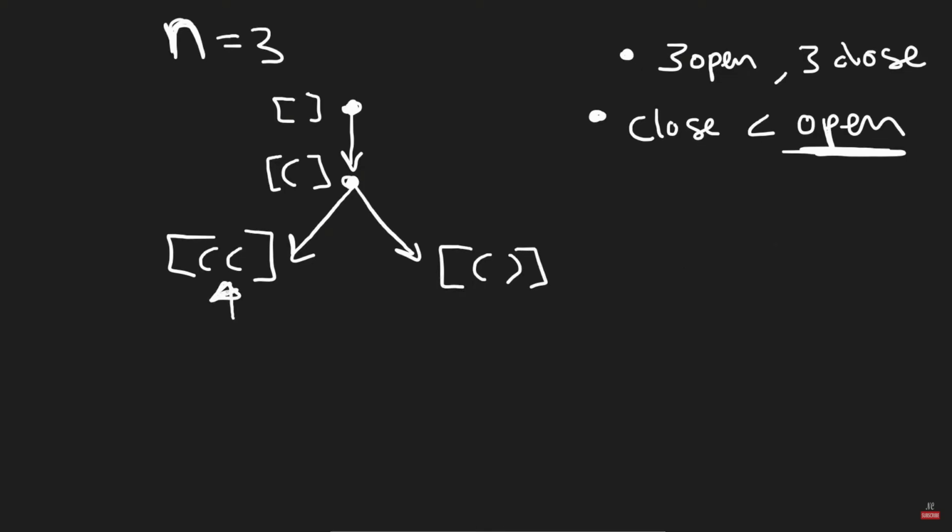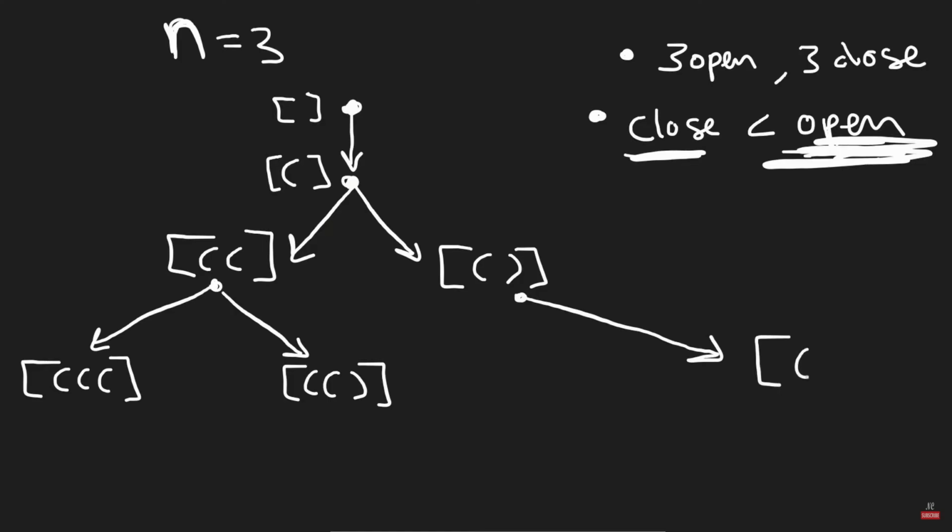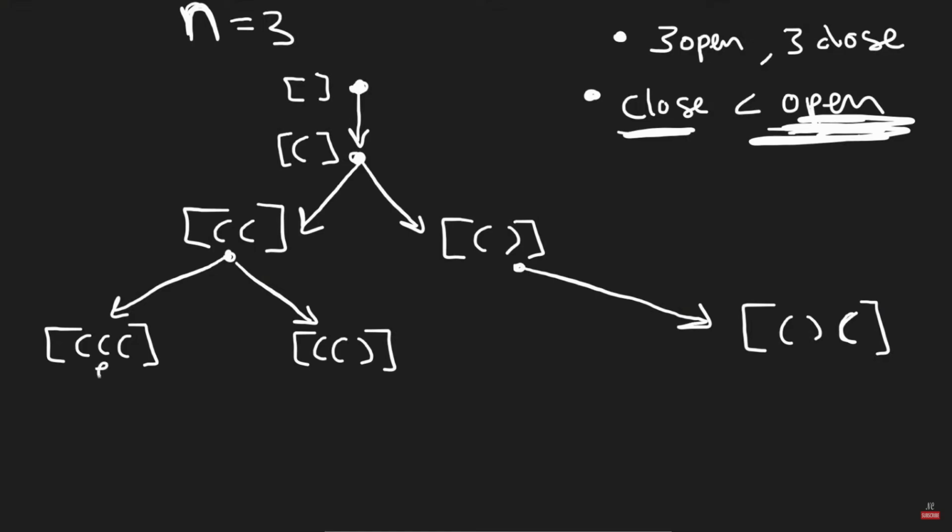Let's take a look at this decision. Here we have open greater than or equal to close, and the number of open is still less than 3, so we can do both choices. From here, we can add another opening parenthesis, so we have potentially 3, or we can add a closing parenthesis, so 2 open and 1 close. From here, the open and close count is equal, we have 1 of each, so we don't have any choices. We have to add an open parenthesis, so another open parenthesis comes after. I'm running out of room, but let's continue.